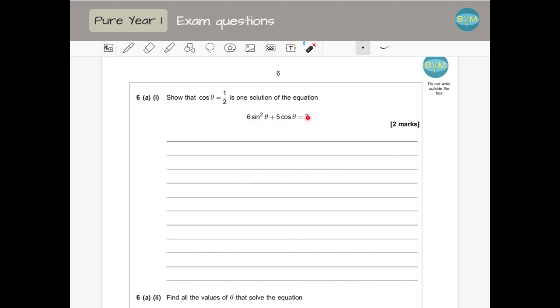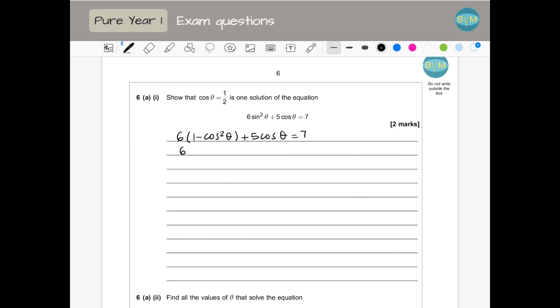So if we have to solve this equation, what we are going to do is to have everything in sine or cos, and the best way is to use that sine squared plus cos squared is 1, so we can substitute this in terms of cos squared. So that's the first thing we're going to do. 6 times (1 minus cos squared theta) plus 5 cos theta is 7.